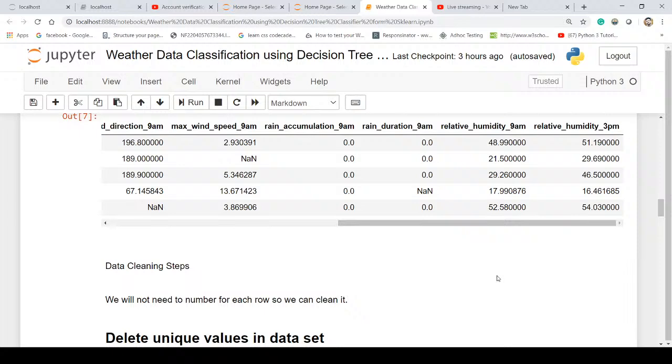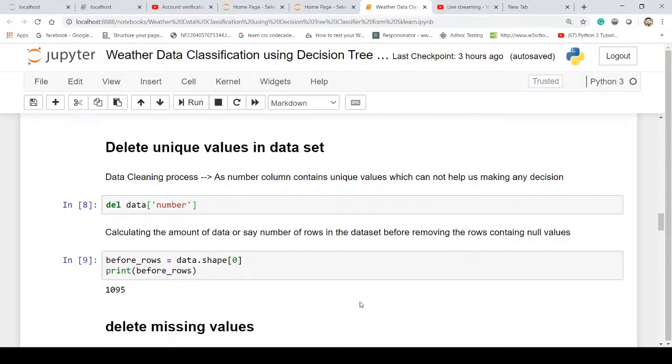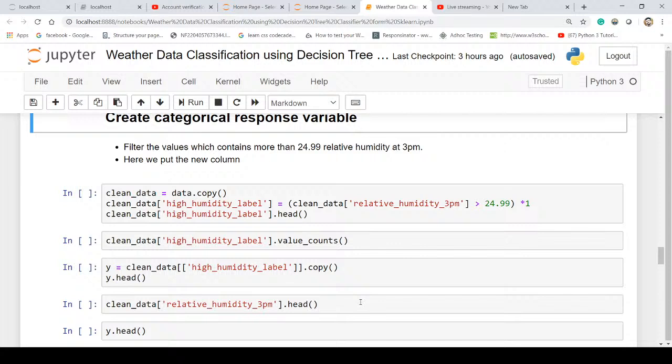So what we are trying to do here is just your intuition of what you do with the data. What I have done is filtered the values which contain more than 24.9 relative humidity at 3 p.m. Whatever data I have at 3 p.m. which is around 24.99 relative humidity, I want those data. Here we put a new column, clean_data = data.copy.